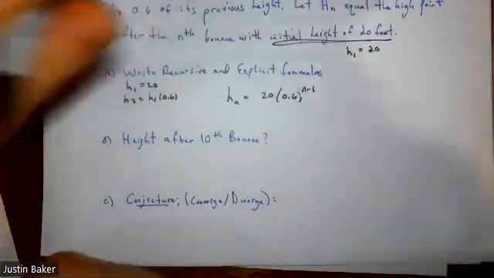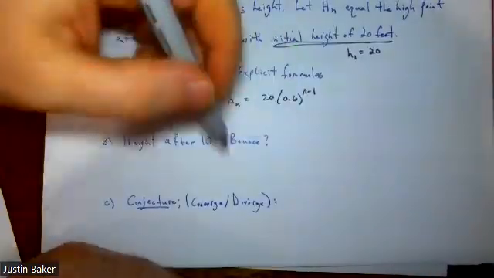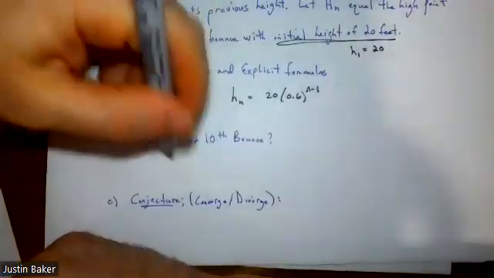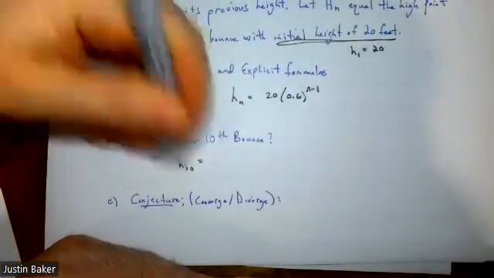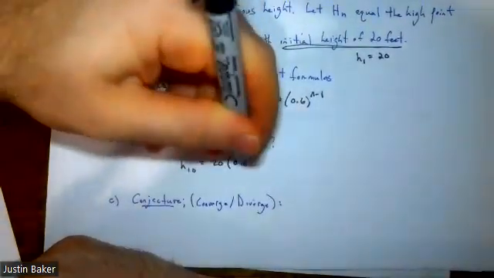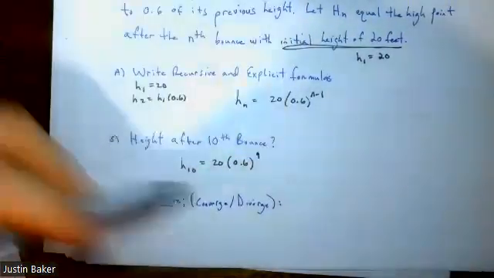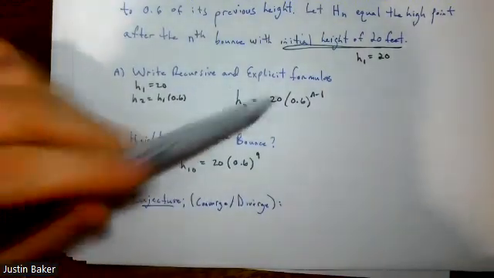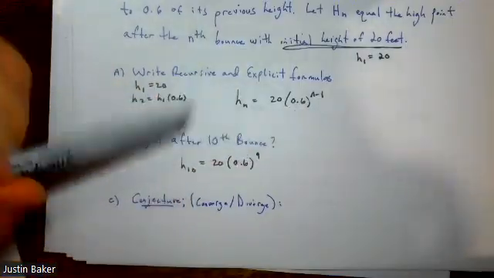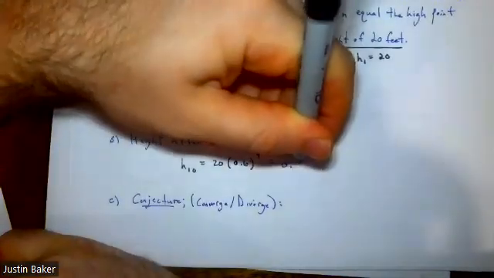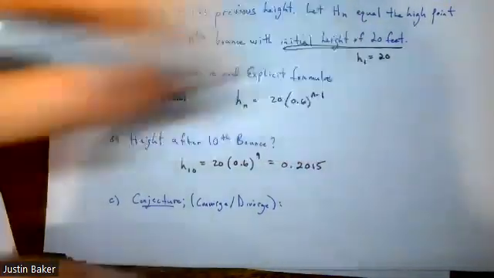Okay, height after the 10th bounce. I believe you could use a calculator for this question. So h of 10 is equal to 20 times 0.6 to the 9th power. How did I get 9? We're plugging in 10 for n, and 10 minus 1 gives you 9. If you toss that into a calculator, that would be 0.2015 approximately.